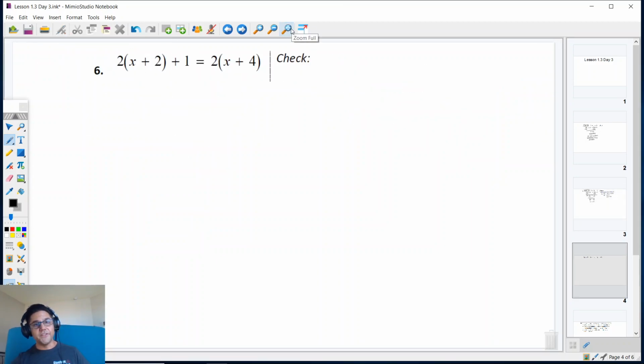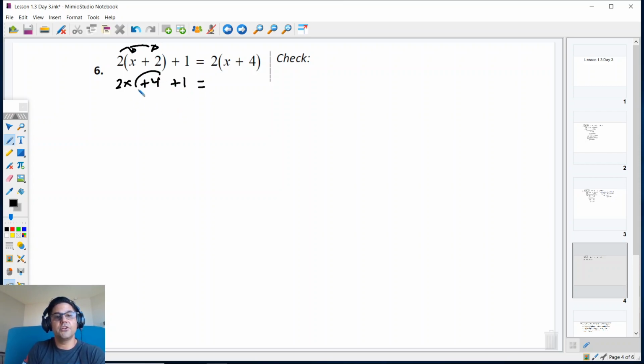All right, a little bit of distributive property, maybe combining like terms, and we'll see what happens. So 2 times x is 2x. 2 times 2 is 4. Add 1. Combine like terms: 2x plus 5. Over here on the right side, 2 times x is 2x, and 2 times 4 is 8, because there's no combining like terms in that one.